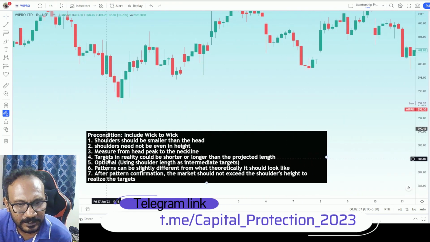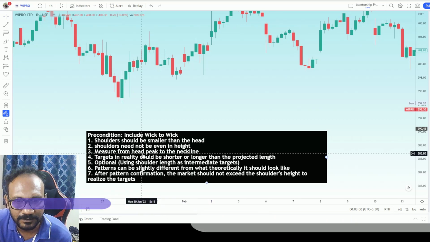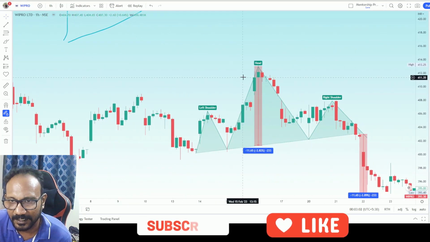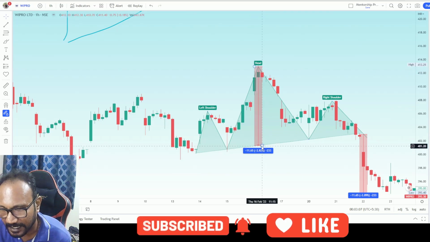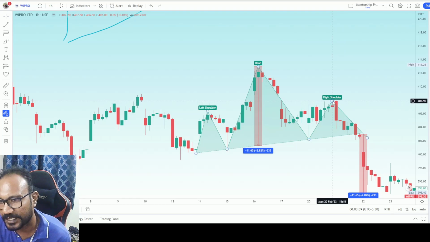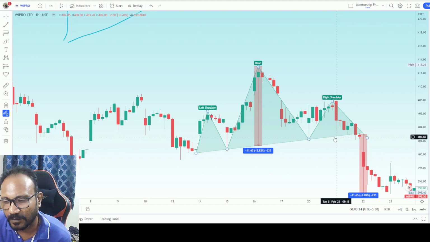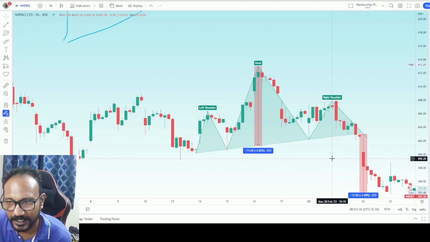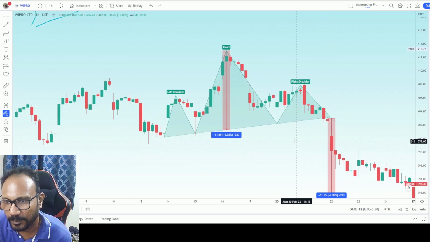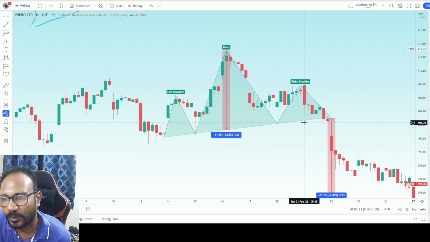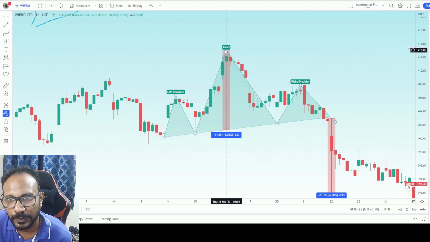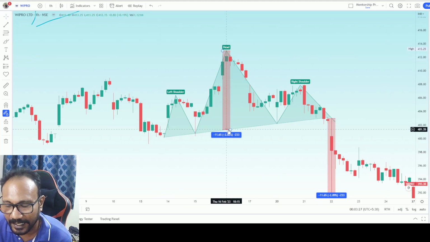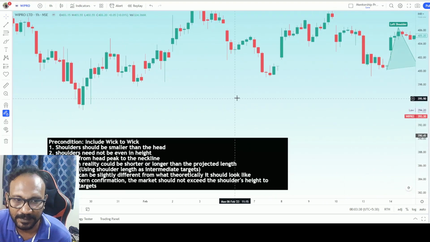Then the third one is you should measure from the head peak to the baseline, the neckline. The target is always measured from the head to the baseline. However, I gave you a second option in case you don't want to miss out on any opportunities and there is some uncertainty in the market, you want to really book something, then you may want to consider shoulder length. But as per the theory, you should only consider the neckline as the target. Okay, keep that in mind.